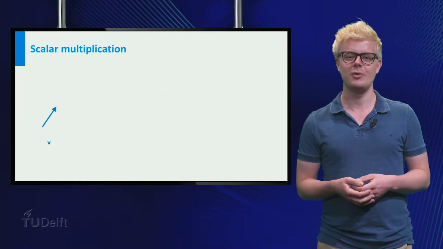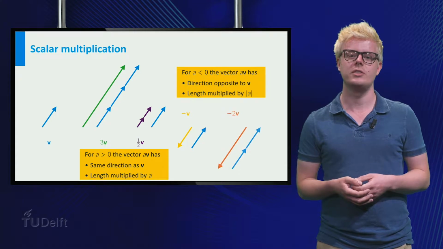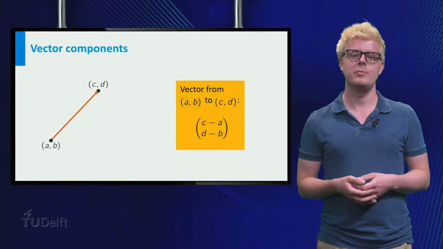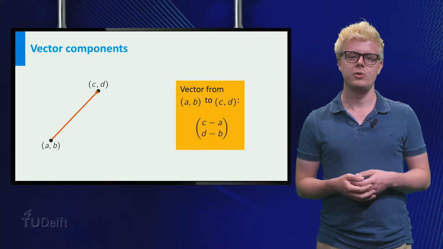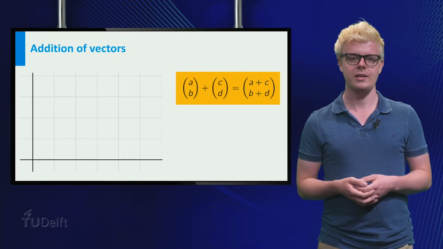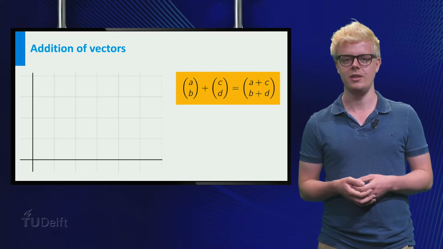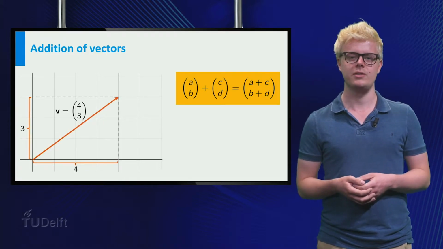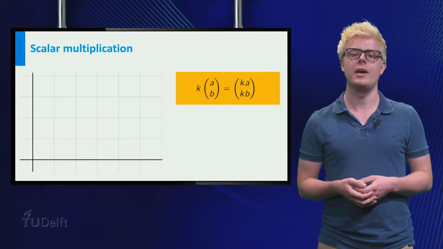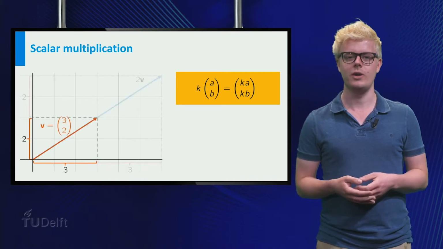You can also multiply vectors with a scalar. This comes down to changing the length and possibly flipping the direction of the vector, in case the scalar is negative. Using coordinates, vectors can be described using numbers called components. Using these components, we can perform vector operations algebraically. Adding two vectors comes down to adding them component-wise. Indeed, if we take the vector (4, 3), and we put the vector (1, -2) after it, we get the vector (5, 1). Scalar multiplication comes down to multiplying component-wise. For example, if we multiply the vector (3, 2) by 2, we get the vector (6, 4).